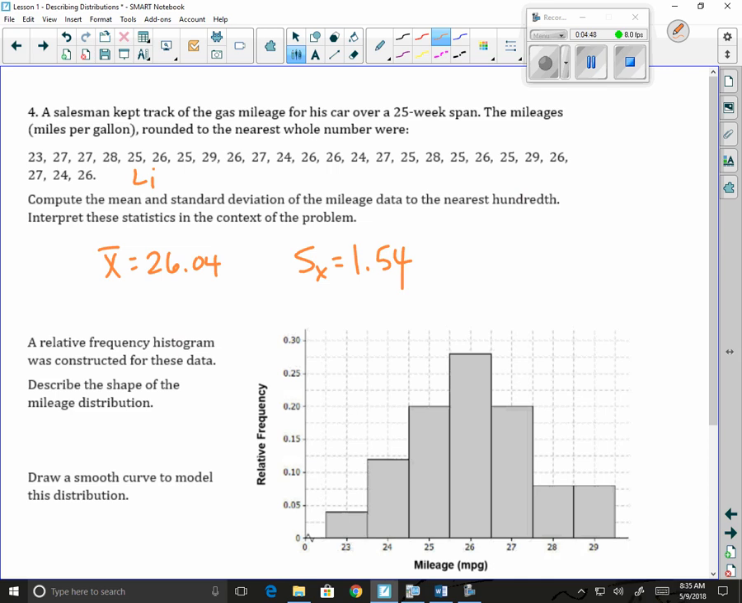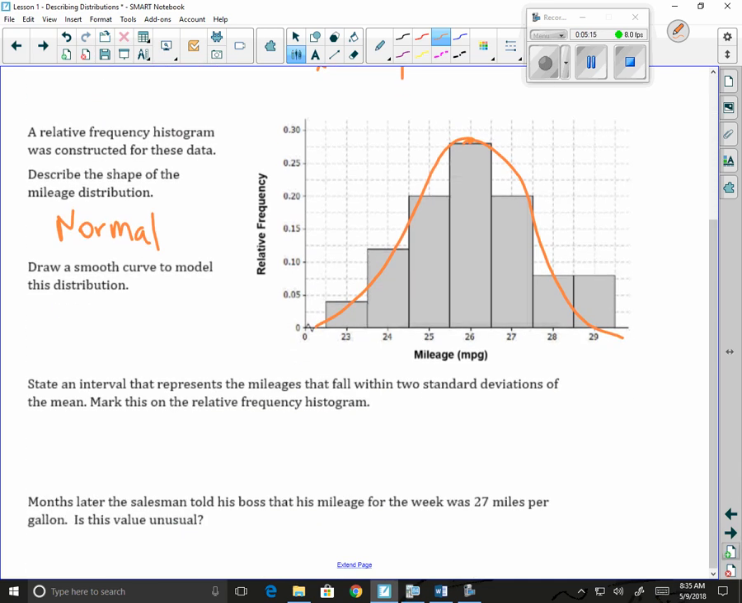It then says a relative frequency histogram was constructed for this data. Describe the shape of the mileage. This shape looks relatively normal. It looks like about half the data is above and about half the data is below the mean. It then says draw a smooth curve to model the distribution. It should look like a bell, and we'll talk a lot more about bell curves in lesson 2. It then says state an interval that represents the mileage that fall within 2 standard deviations of the mean. If we take 26.04 plus 2 times 1.54, that's going to give us the top value for the 2 standard deviations above the mean.